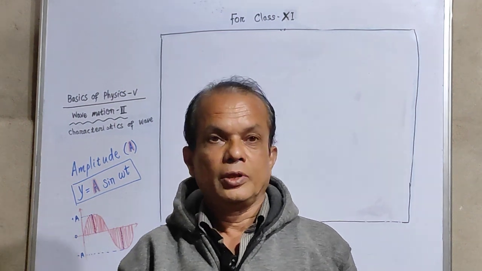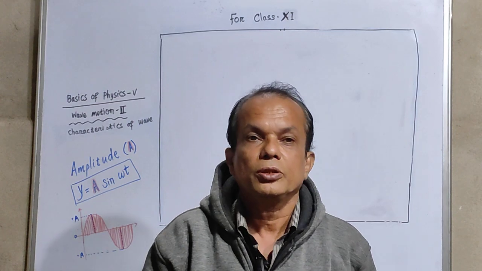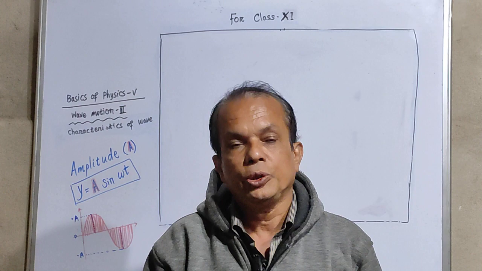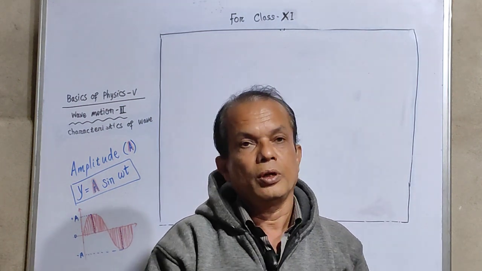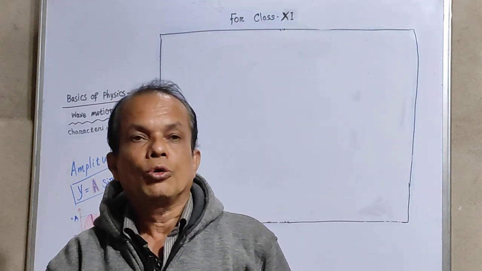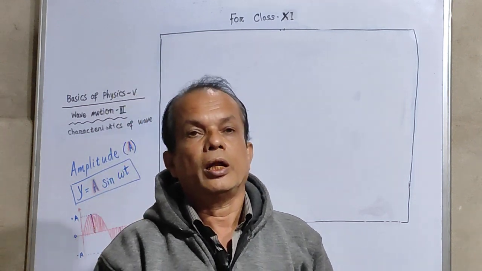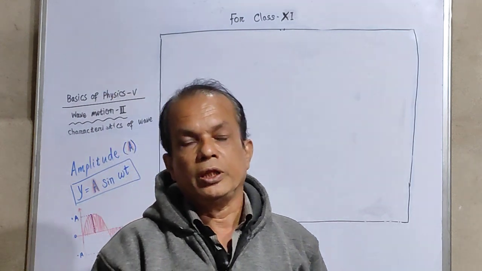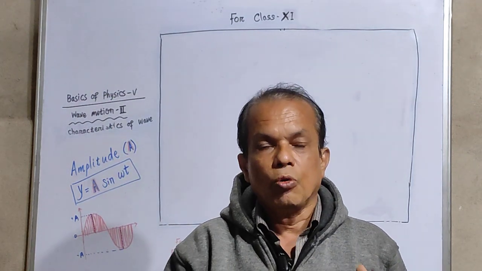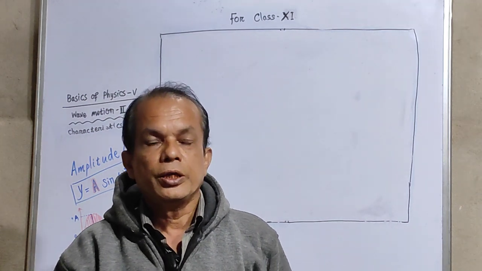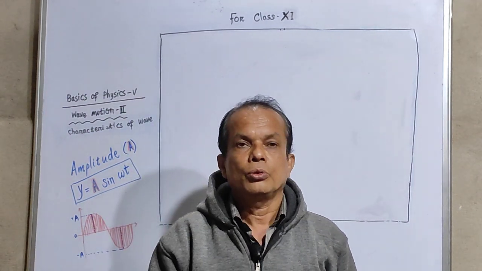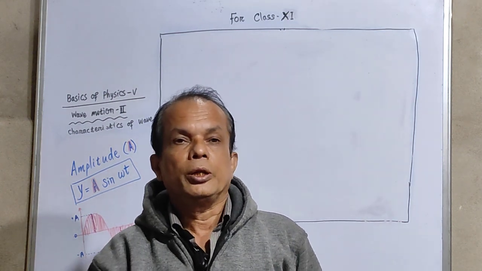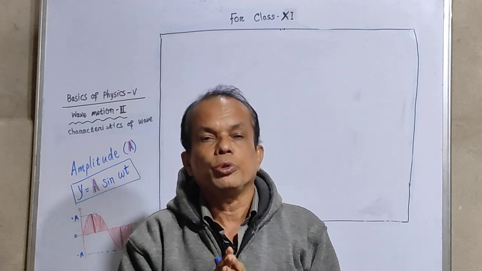Hello kids, in the previous classes we had already discussed progressive waves, and as you know, every wave has characteristics. Out of the 5 different characteristics like amplitude, frequency, time period, velocity and wavelength, one of the most important characteristics is our amplitude. What is amplitude? Amplitude for a wave is the maximum displacement from the mean position.